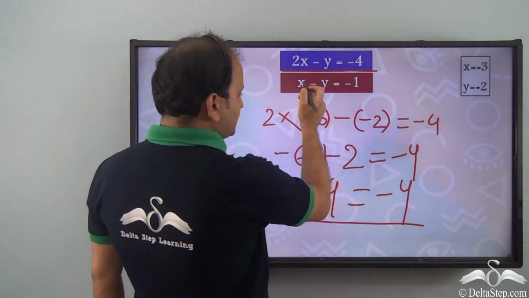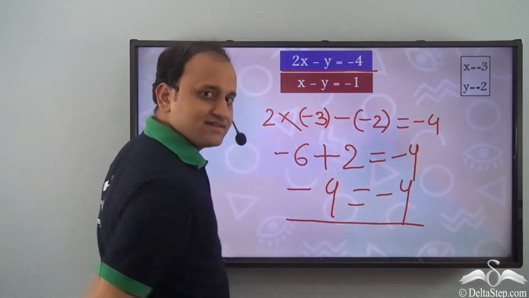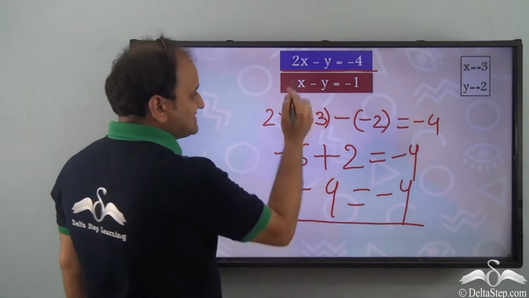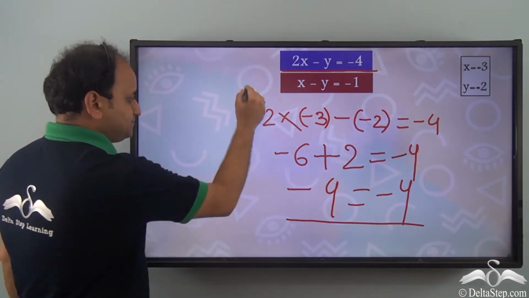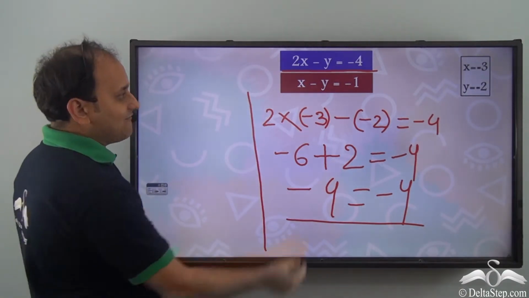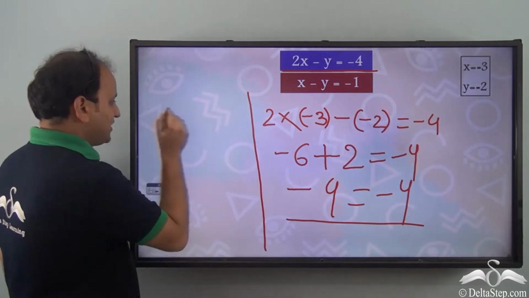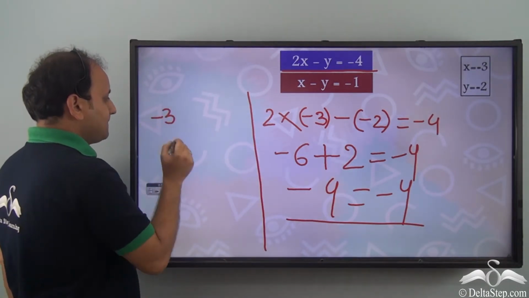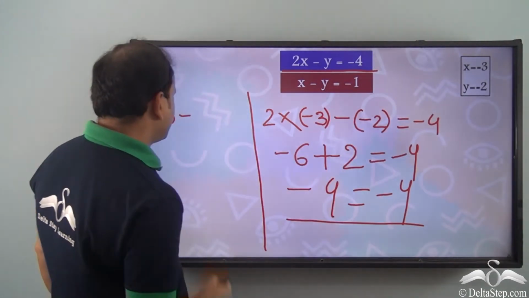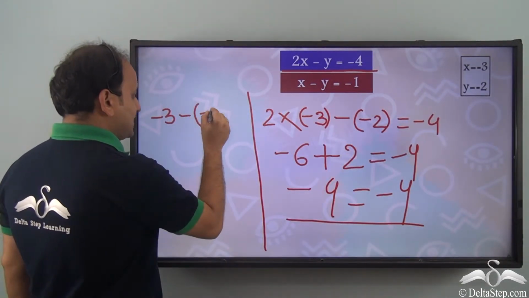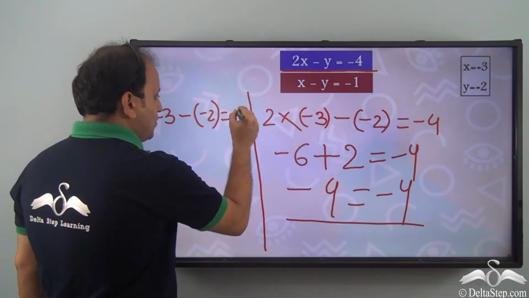Now let's consider the next equation. x minus y is equal to -1. Now in this case again, let's substitute these values. So what do we get? So we have x minus y is equal to -1. So x is -3. So -3 minus y. y is -2. So -2 is equal to -1.